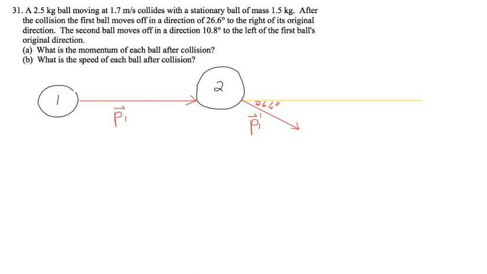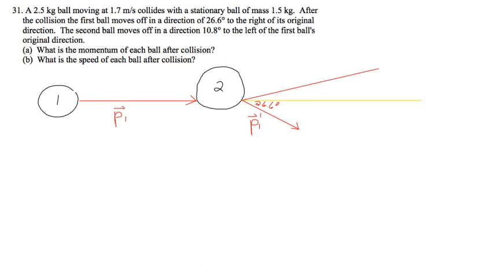Now the second ball also goes into motion when it gets hit by the first ball. And it says that the second ball moves off in a direction 10.8 degrees to the left of the first ball's original direction. So that means that the second ball, 10.8 degrees, is a smaller angle than 26.6. So I'm going to be going like this. And watch how far I go.